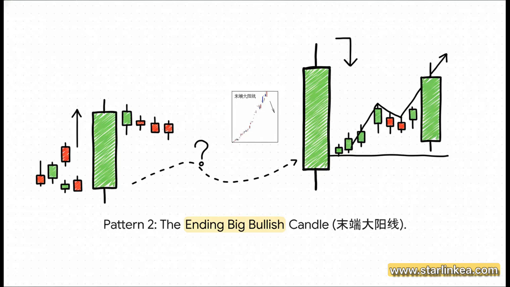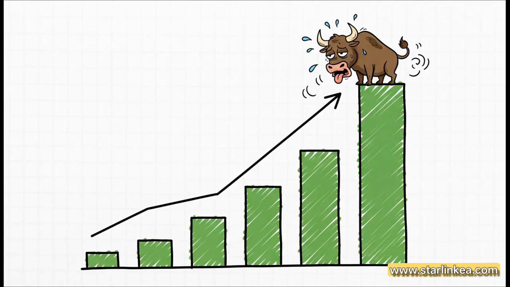But what happens if you see a very similar-looking big green candle, but in a totally different spot? Well, that brings us to the ending big bullish candle. It looks almost the same, but its meaning? Yeah, it's the complete opposite. And this is a perfect example of why context is everything. This candle shows up at the end of a long price run-up.